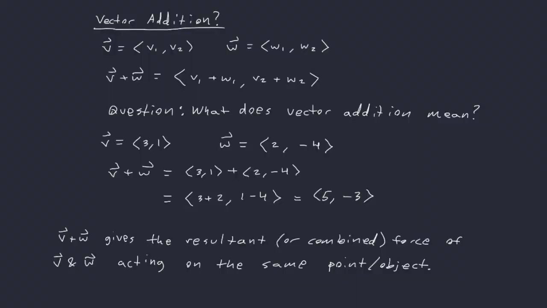All right, so v plus w gives the resultant, or combined, force of v and w acting on the same point or object. It gives the new direction that, say, the rock would be moving in, and the total combined force with which it will be pulled.